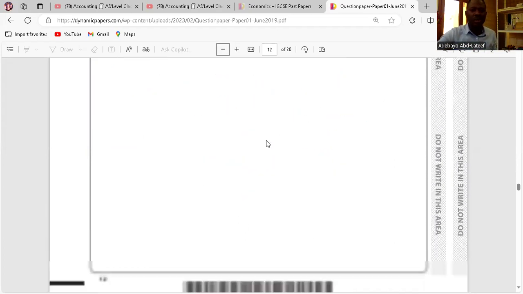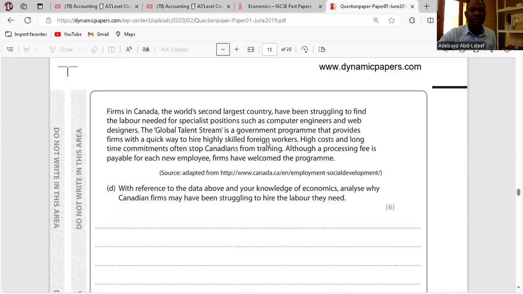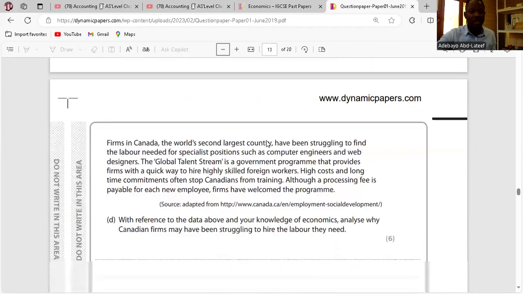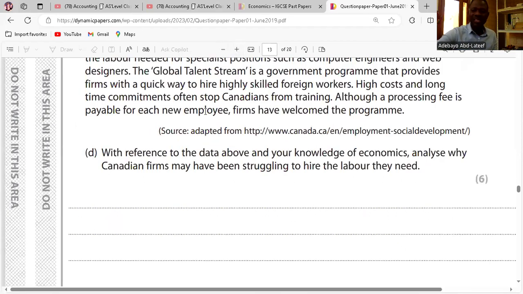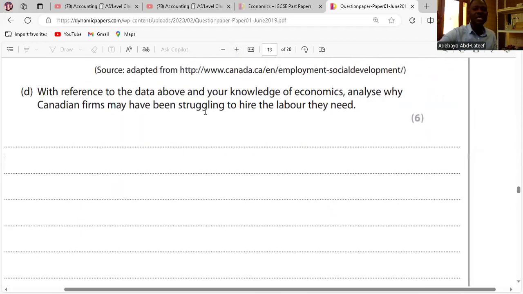So the next one says, question D, right? With reference to the case study, which we're not going to read because it's there already for people to read. Now they said, with reference to the data above and your knowledge of economics, analyze why Canadian firms may have been struggling to hire the labor they need. First, what is labor? Labor is the physical and mental effort needed in the course of producing goods and services. And the reward for labor is wages, right?